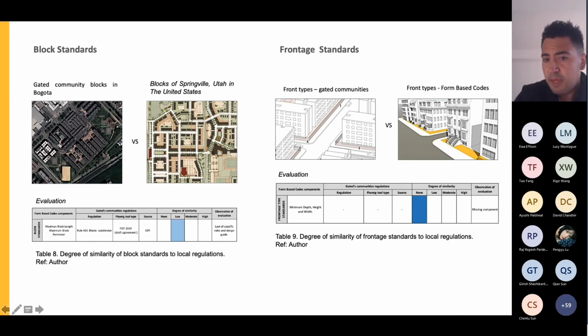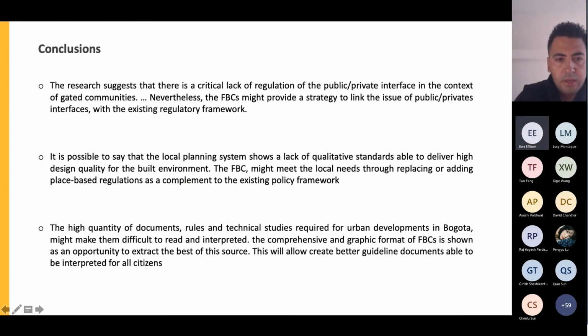I'll let you. Yeah. These conclusions are basically that I think the private-public interface is good in terms of how we can provide a strategy to link the public and private interfaces in gated communities. I think that form-based code might meet local needs by replacing or adding to the base regulation as a complement. It's not replaced totally. We can complement the policy framework. Another thing is the quantity of documents. We have a lot of documents about gated communities, but I think we can create a more comprehensive graphic format to make a better regulation understandable for citizens.